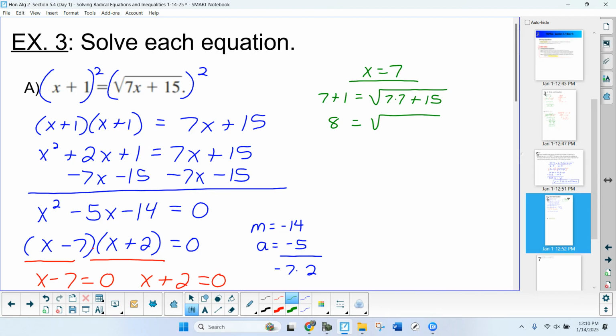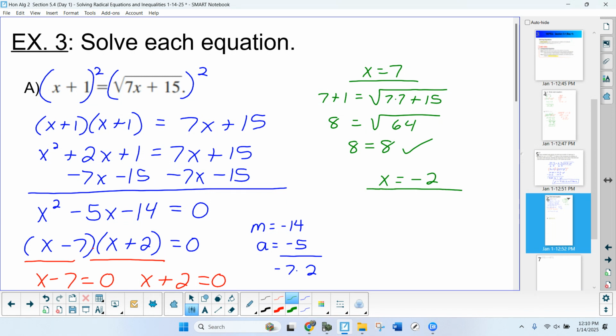I'm sorry, 7 times 7? 49. What's 49 plus 15? What's the square root of 64? Does 8 equal 8? So did 7 work? Yes. Now we have to check negative 2.